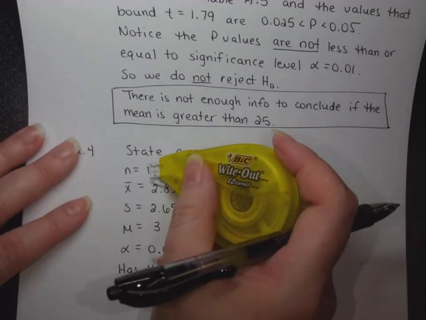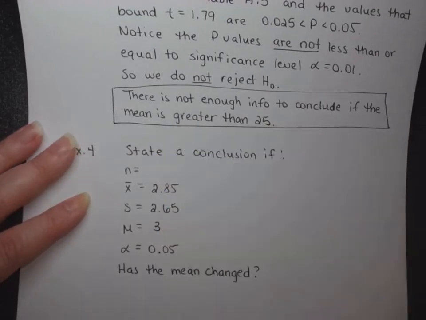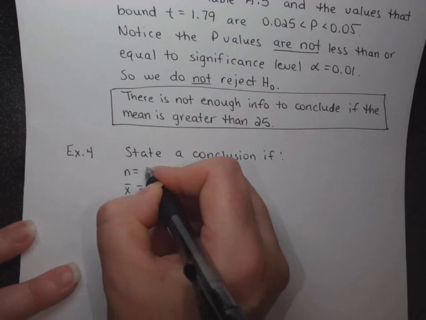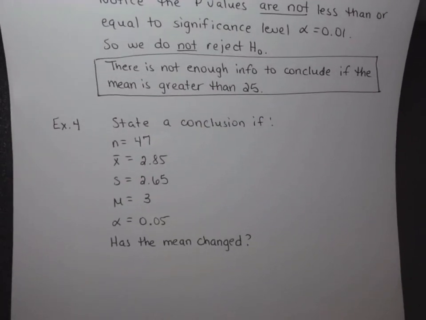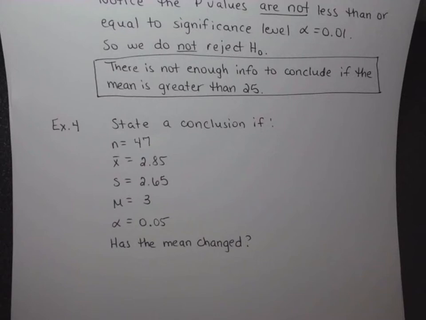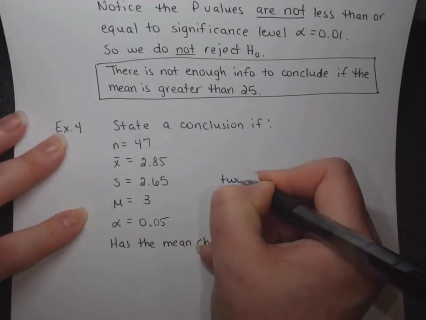Actually, I'm going to change n to maybe be like 47, just to kind of model what you'll need to do if you find one on the homework like this. Okay, so I'm going to change that question real quick. All right, so the question asks, has the mean changed? Which means this is a two-tailed test.